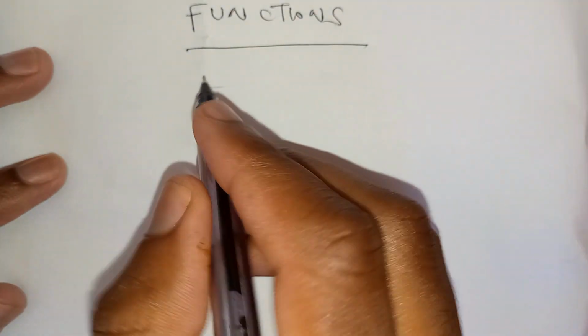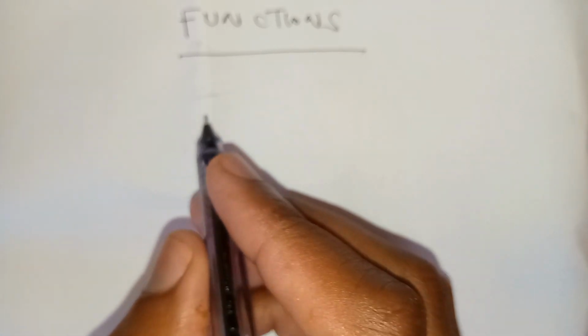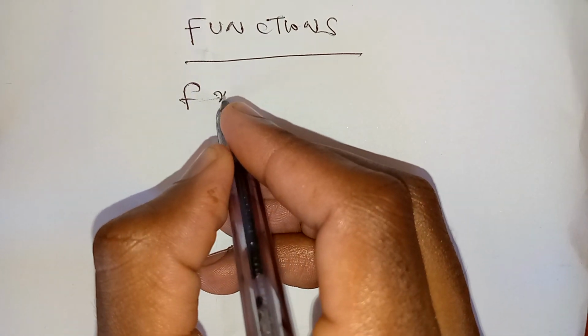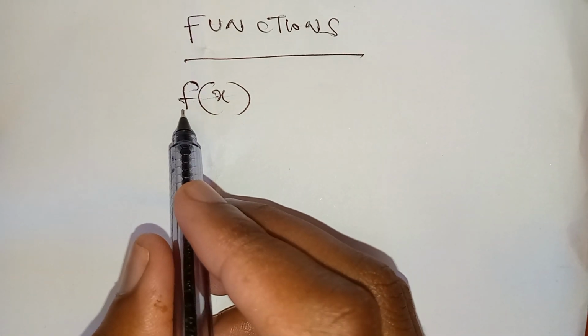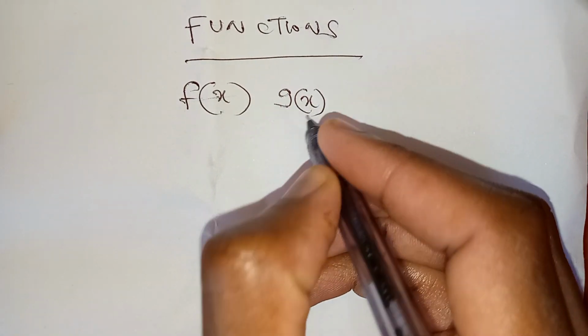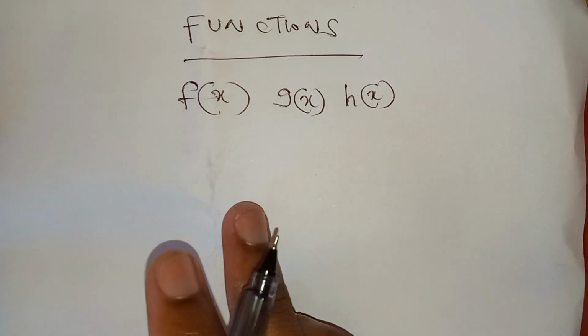So we are going to talk about functions. It is important to note that we'll be reading them like this. This means this is a function. This is f of x. That's how we read that. Then you are going to have functions like g of x, and you're also going to have functions like h of x.